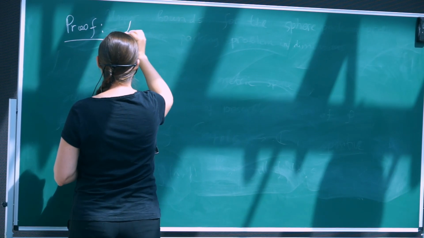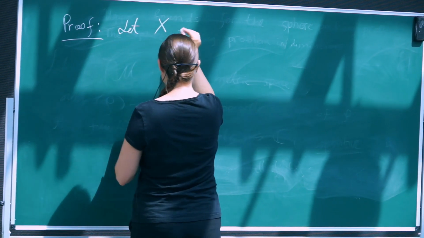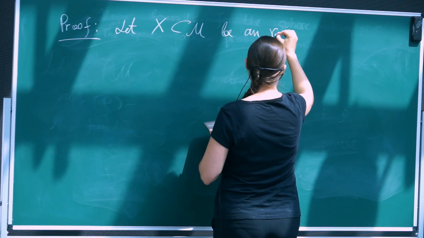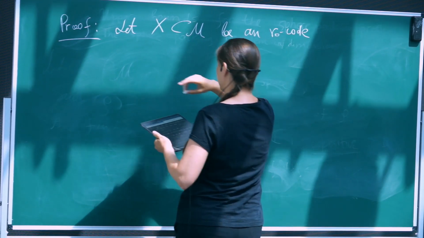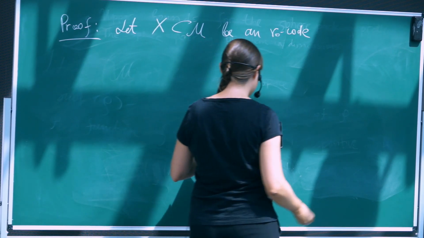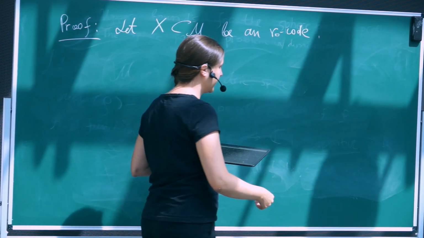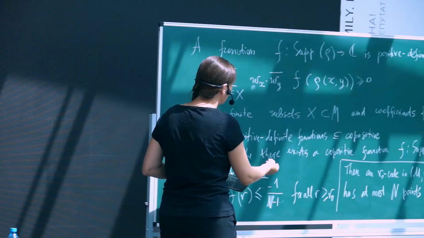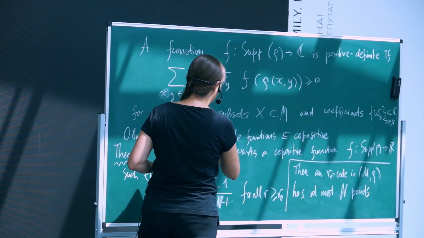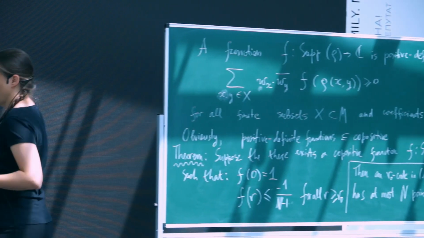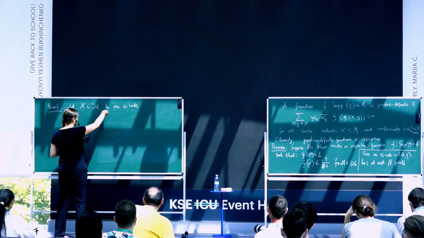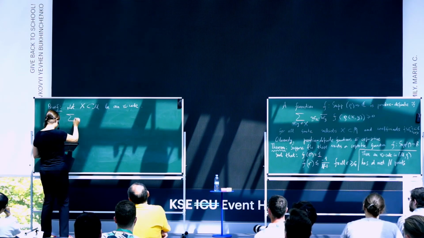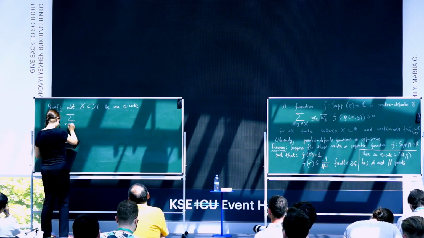Okay, so let X, a subset of M, be an r0 code. Now, let's prove the theorem, and suppose that we do have an r0 code in our space. If we have somehow constructed a function like this and we were able to prove that it is indeed a copositive function, then we would be able to bound the number of points in this r0 code, and we do it exactly in the way that was suggested.